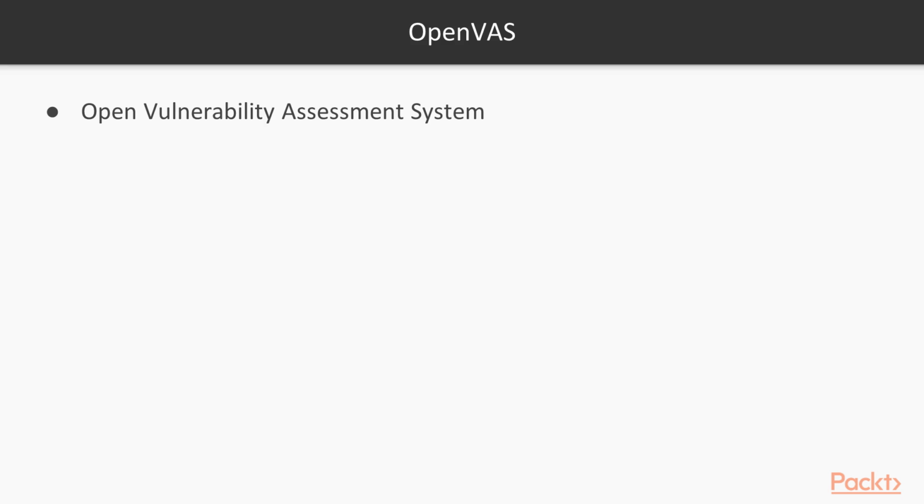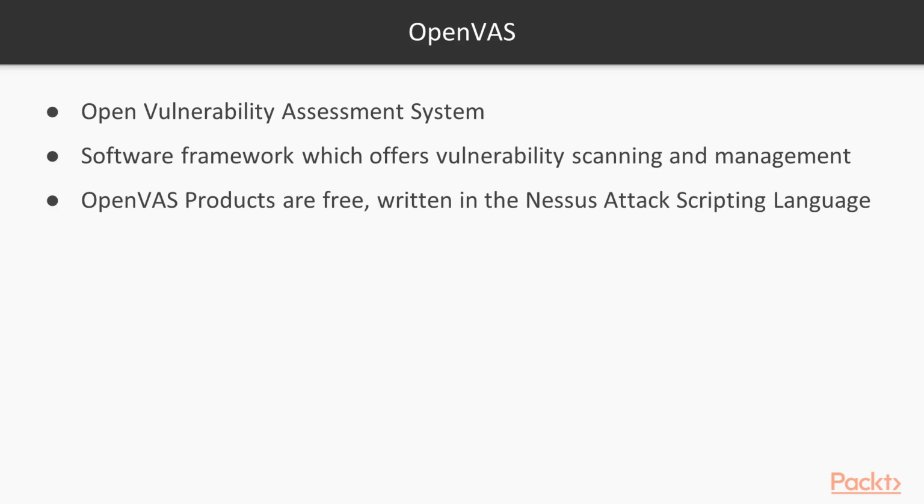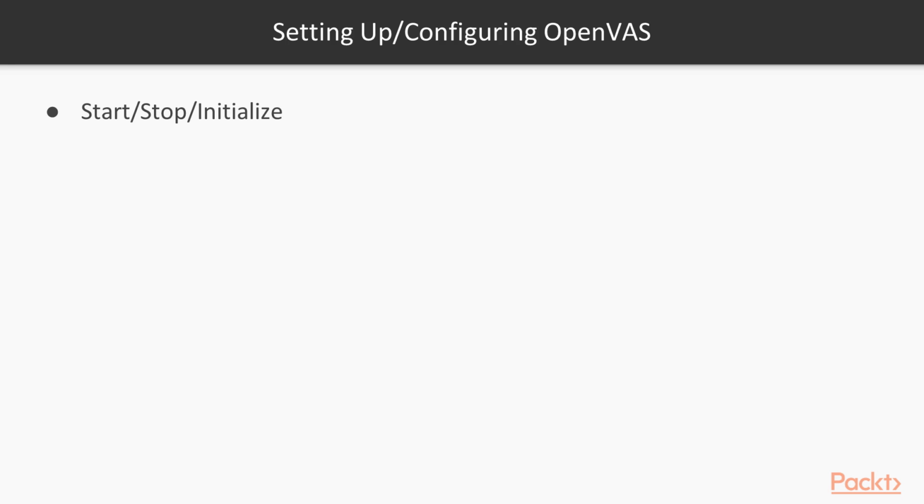OpenVAS, the Open Vulnerability Assessment System, is a software framework of several services and tools offering vulnerability scanning and vulnerability management. All OpenVAS products are free, written with NASA's attack scripting language. We can start, stop, and initialize OpenVAS through the Kali Vulnerability Analysis submenu.